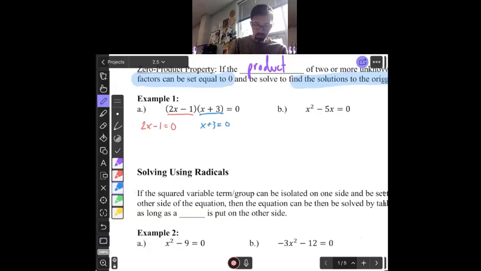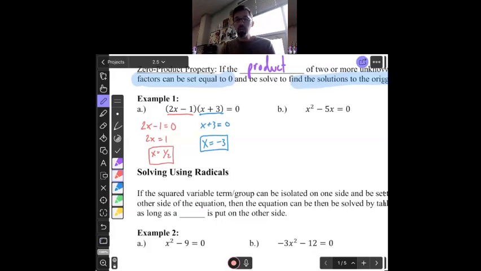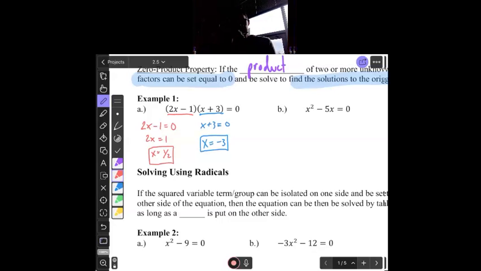And of course, solving that second one, just subtract 3 over. So I get x equals negative 3. Solving the first one, we would add 1 over, and then we would divide by 2. So we get x equals 1/2. So again, that problem was already factored, so we just got to move straight into the solving part of it.